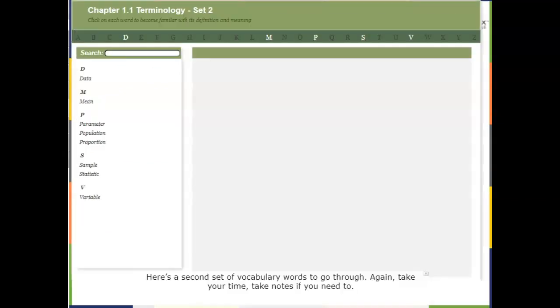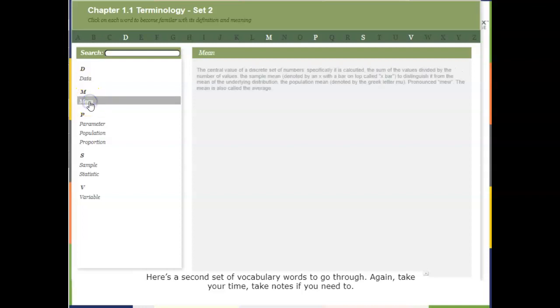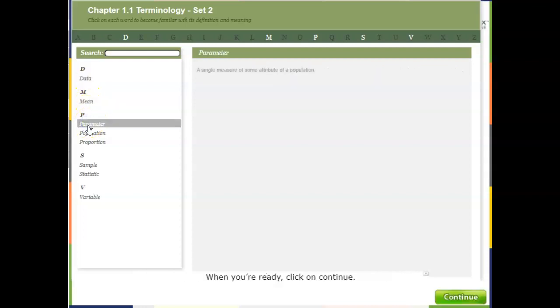Here's a second set of vocabulary words to go through. Again, take your time, take notes if you need to. When you're ready, click on Continue.